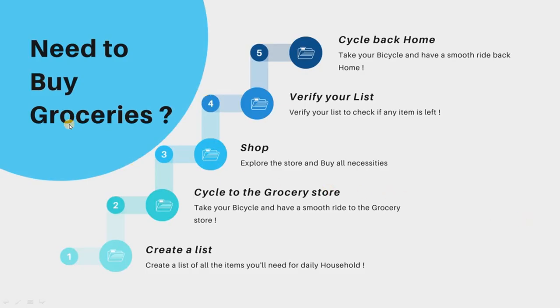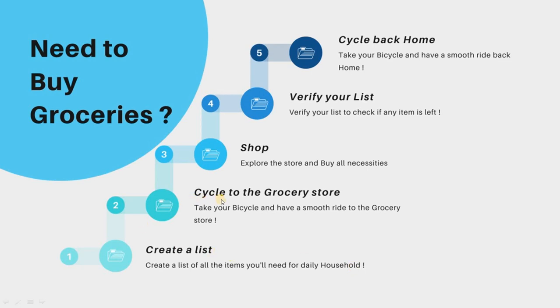Next example is we need to buy the groceries. So to buy groceries, what are the steps we need to follow? We first need to create a list. We will create a list of all the items that we'll need for our daily household.